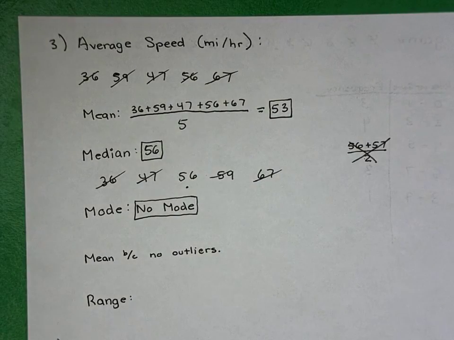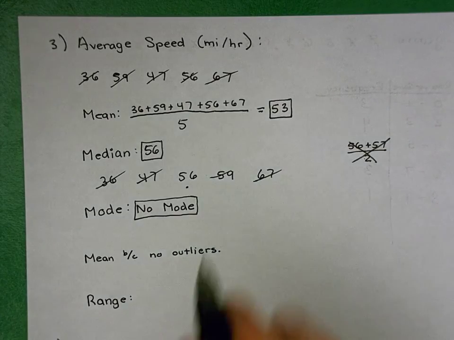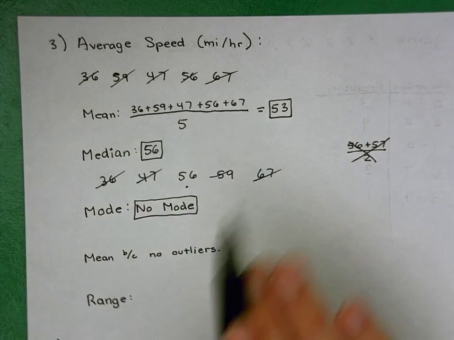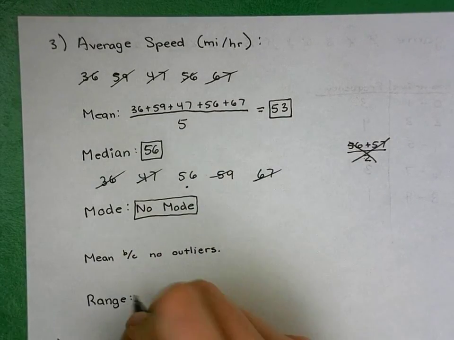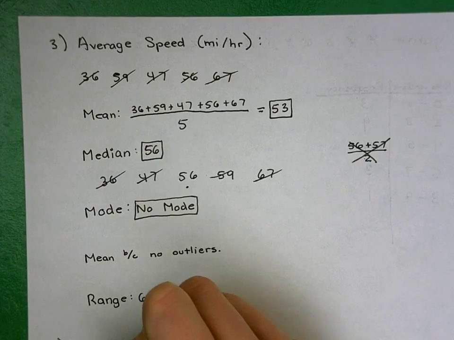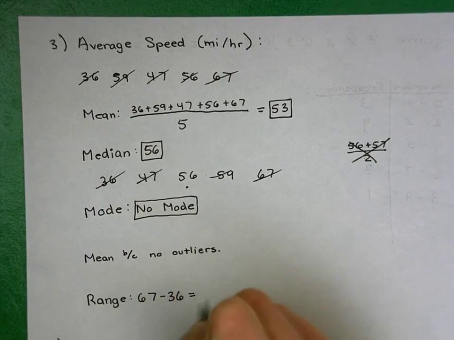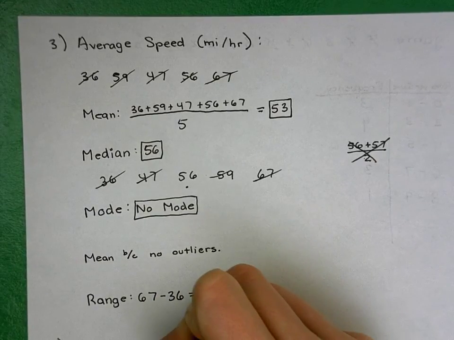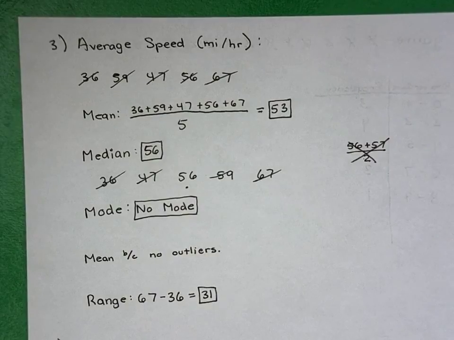Okay, the range is the distance between, the difference between, meaning subtract, your biggest and smallest numbers. In this case, my biggest number is 67, my smallest number is 36. If I do 67 minus 36, I get 31. And so my range in this case is 31.